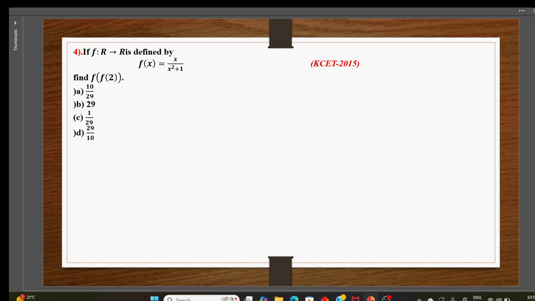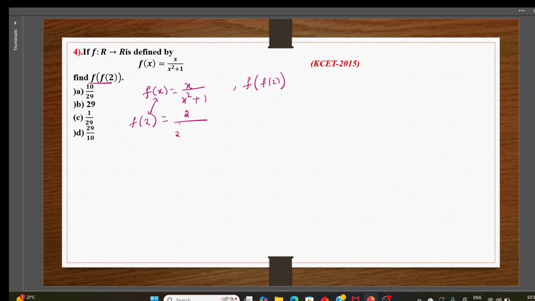Yes. Next question. See, this question is again from the same 2015 only. Function f from R to R is defined by f of x is equal to x by x square plus 1. Okay, the given function is f of x is equal to x by x square plus 1. So here we need to find f of f of f of 2. So first we need to find f of 2.